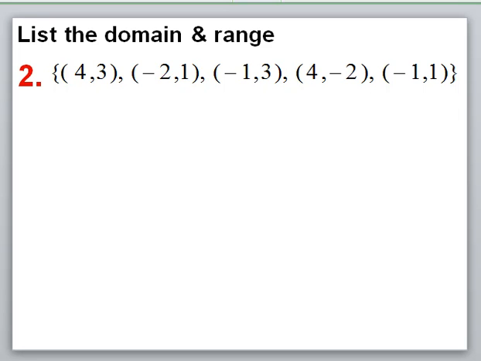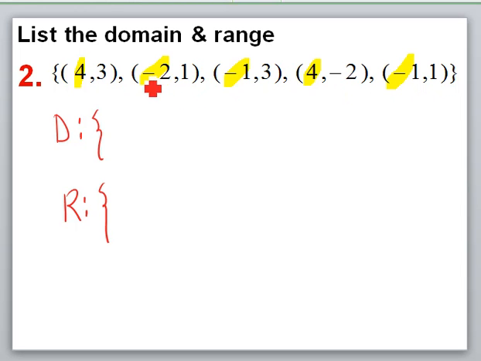Looking at the next ones here, I'm going to list the domain and the range. All I'm asked to do is list the domain and range, so I'm going to just go ahead and write D, colon, and then we put those in brackets, and range, colon, put those in brackets. So I'm going to go ahead and highlight all my X values so they stand out to me, so I can see which one's from least to greatest.